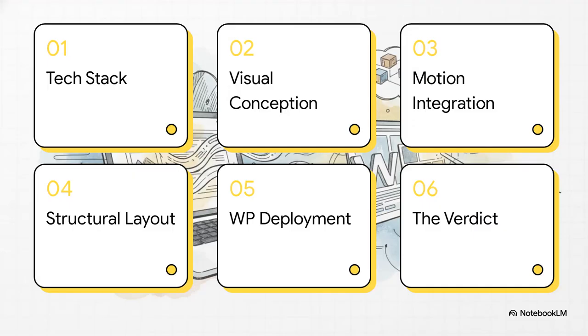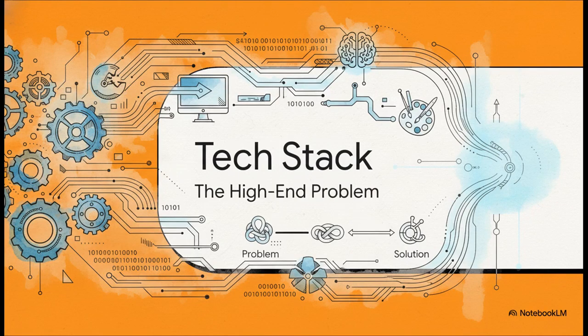So here is our roadmap for the build. First up is visual conception, then cinematic motion integration, followed by automated structural layouts, and finally, WordPress deployment. Let's start by looking at the high-end design problem and our tech stack.